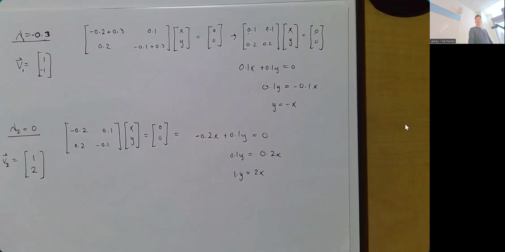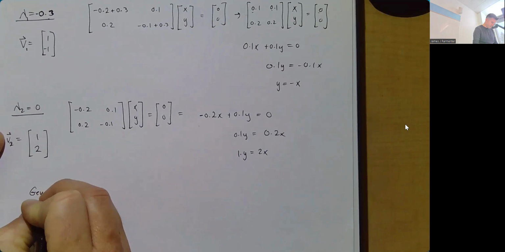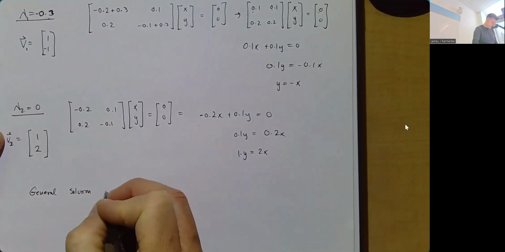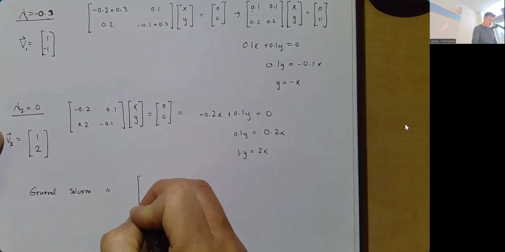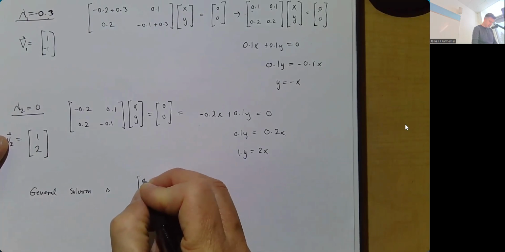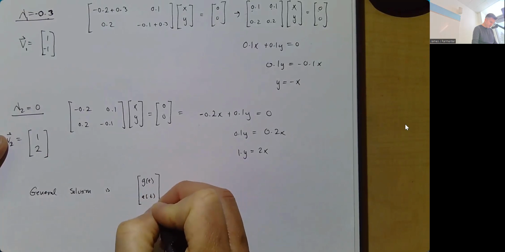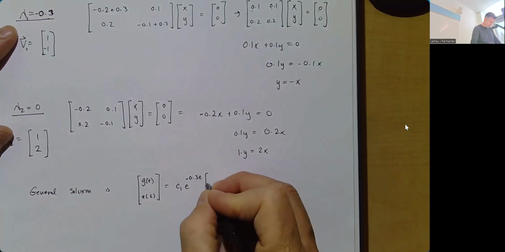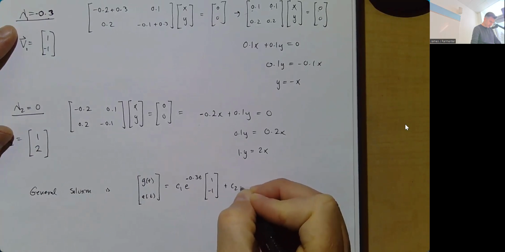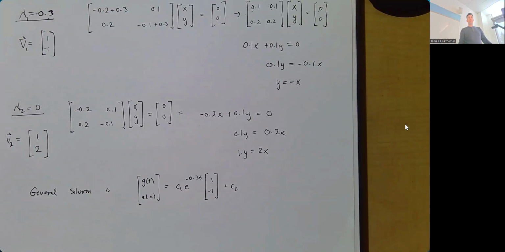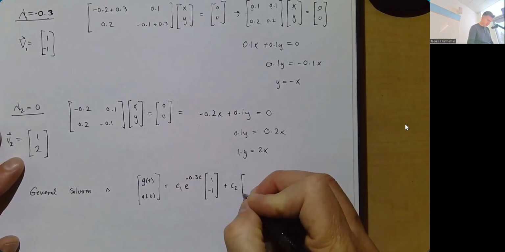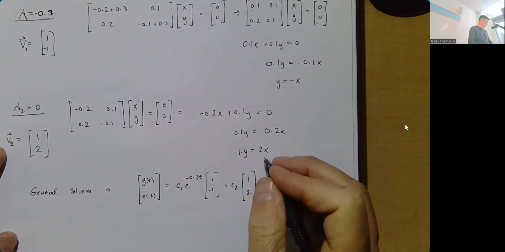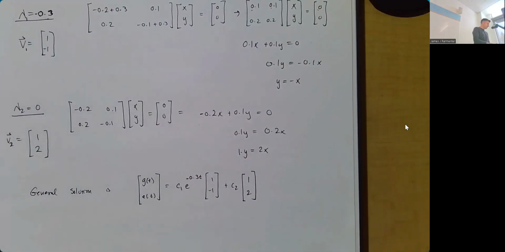All right, so let's write our general solution, and let's use g and a instead of x and y. G of t, a of t equals c1 e to the lambda 1, which is negative 0.3, times t, times v1, plus c2. I don't really want to write e to the 0t, because 0 times t is 0 and e to the 0 is 1. So when lambda equals 0 is your eigenvalue, you don't really get the e to the lambda t part. You just get 1 there, and it's c2 times the eigenvector 1, 2. Okay.